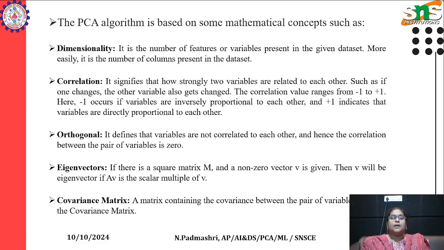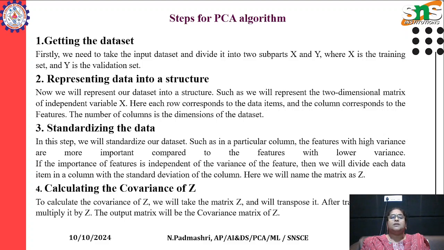Why do we need to understand all these things? Based on these things, we are going to form the steps for the PCA algorithm. The first step is getting the data set. We need to take the input data set and divide it into subparts, X and Y. X is the training set, Y is the validation set. The second step is representing the data into a structure. We will represent the data as a two-dimensional matrix of the independent variables.